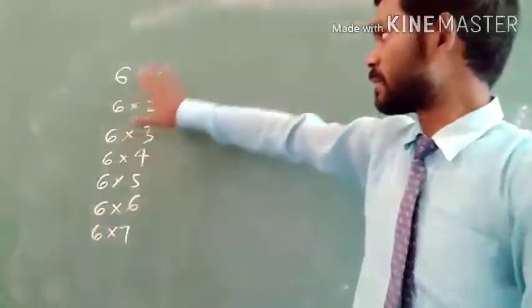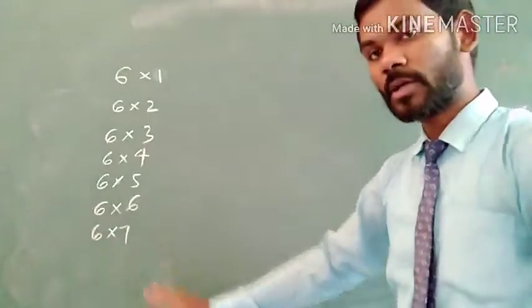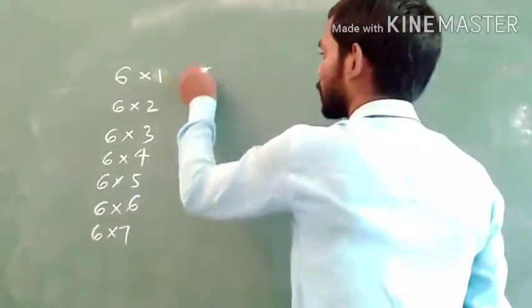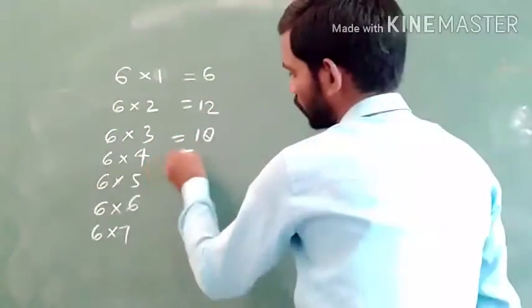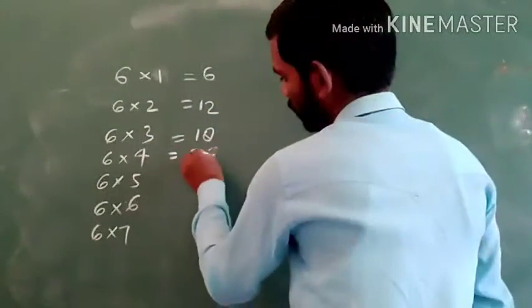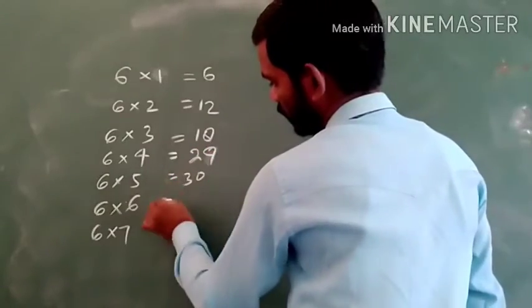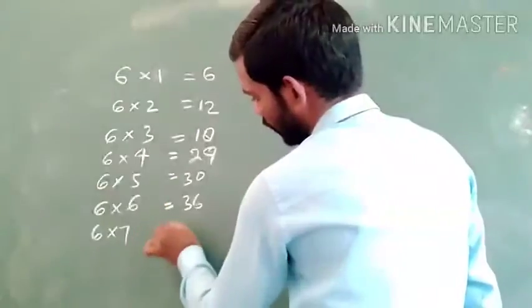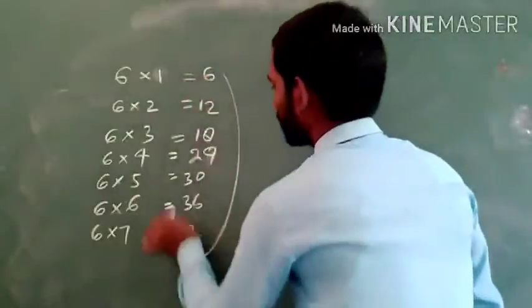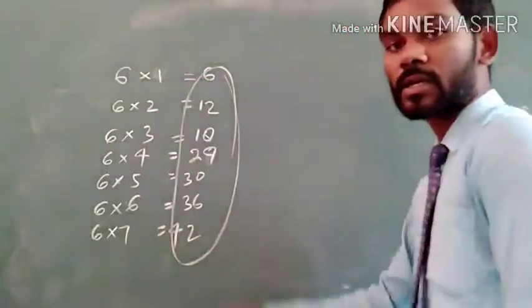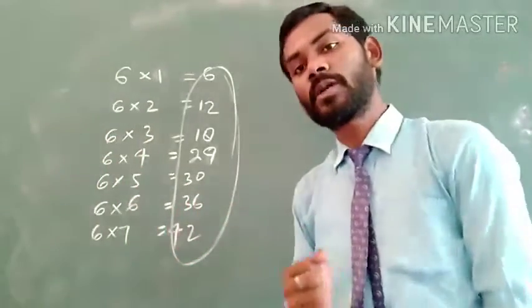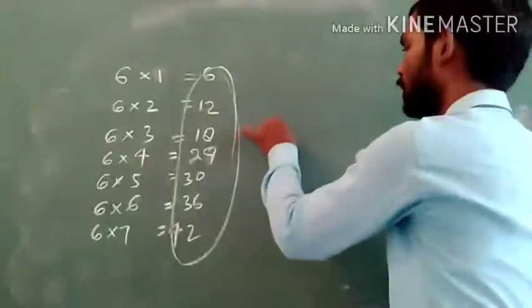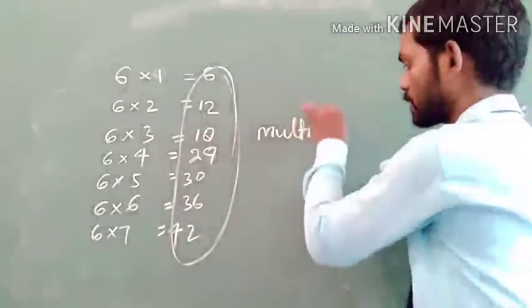So here we can see that the number 6 is multiplied by some natural number. Here we get some products, that is 6, 12, 18, 24, 30, 36, 42. And these numbers that we get after the multiplication of 6 by some natural number are known as multiples.